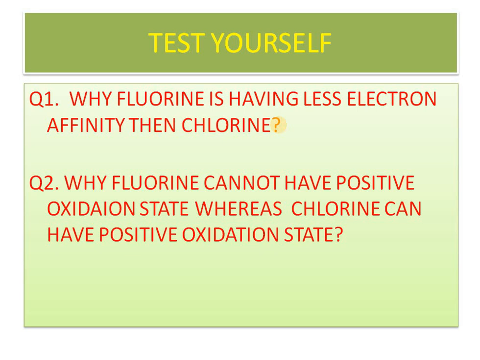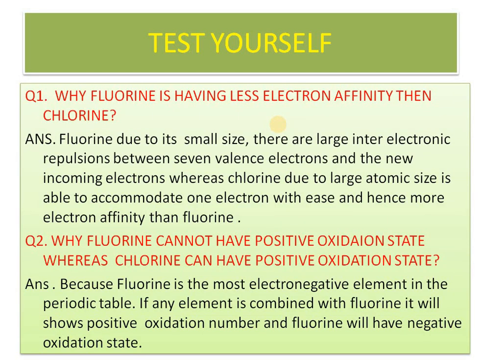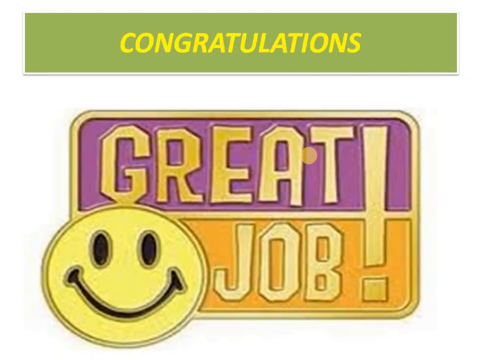Why does fluorine have less electronegativity than chlorine, and why can fluorine not have a positive oxidation state, whereas chlorine can? The answer: fluorine has less electronegativity because of more repulsion between the valence electrons and the new incoming electron, because of small size. Similarly, fluorine cannot have a positive oxidation state because fluorine is the most electronegative element in the periodic table. So any other atom combining with fluorine would have a positive oxidation state.